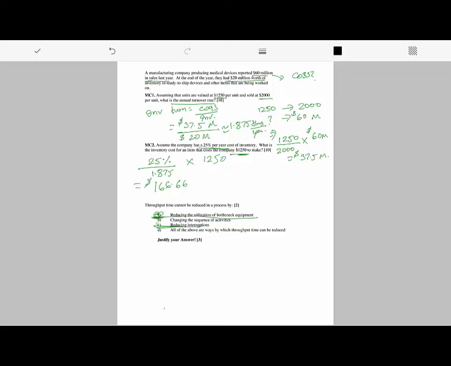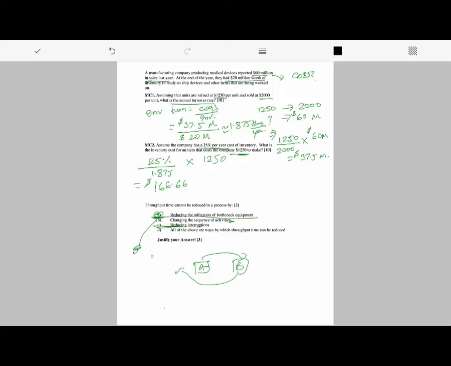Changing the sequence of the activities, on the other hand, does not reduce the processing time. Think about the earlier example we had with the 6 stations. Suppose we have A, B, C, and we move this around, putting B in front of A does not change a thing. D is still the bottleneck, right? So that doesn't change anything. So B is the answer.